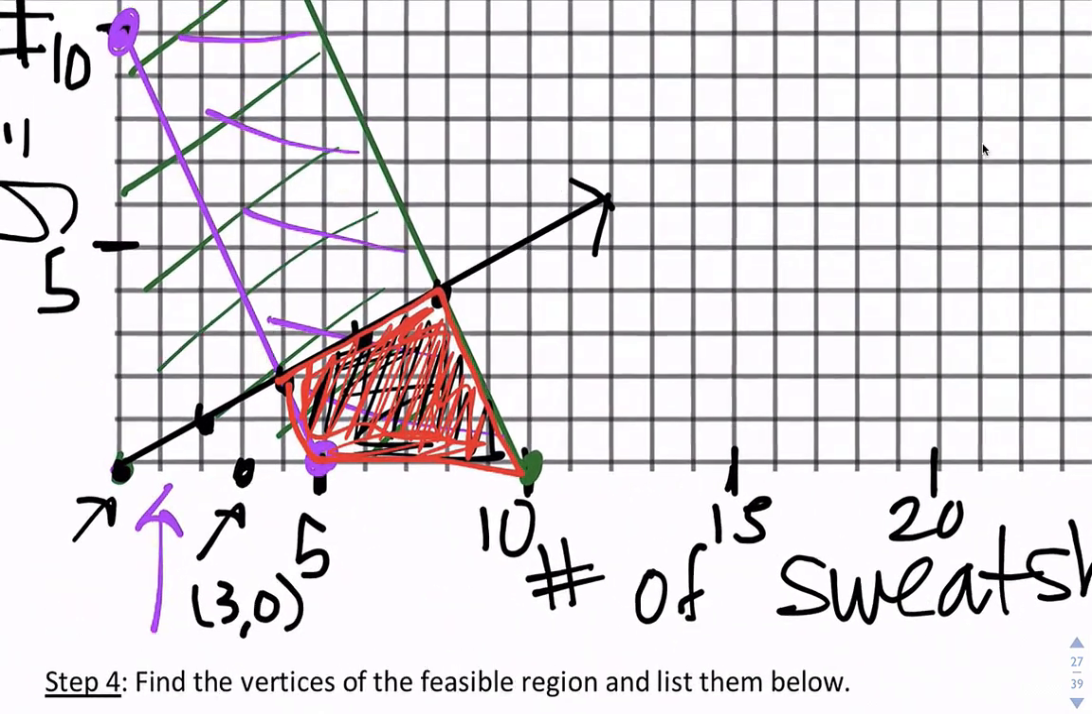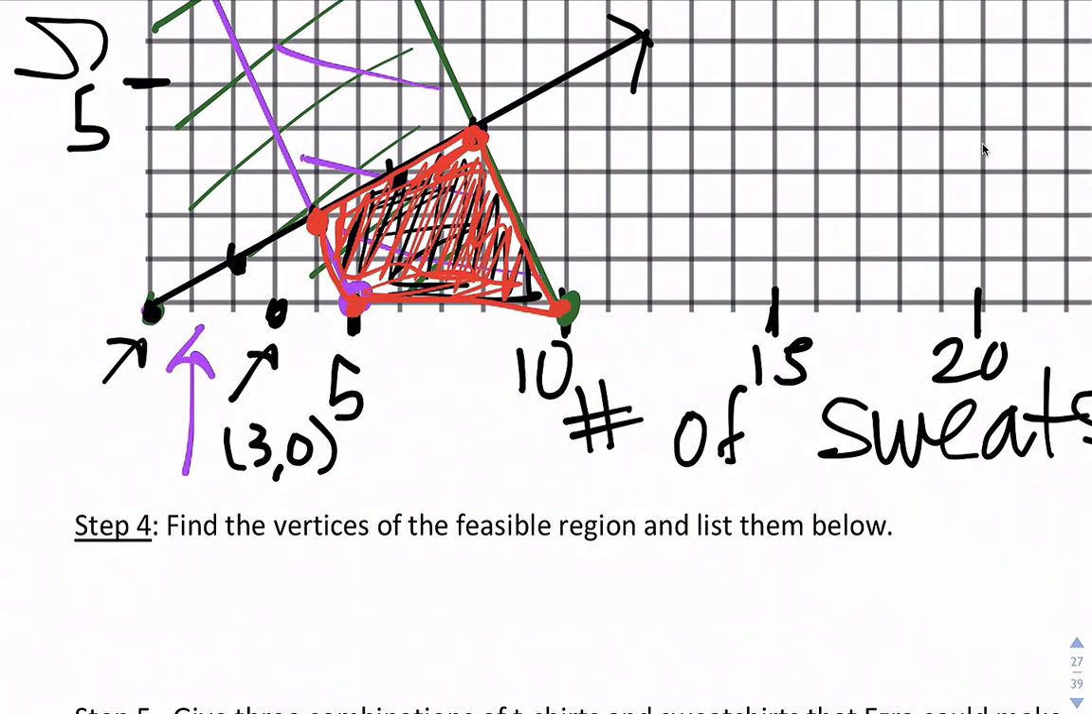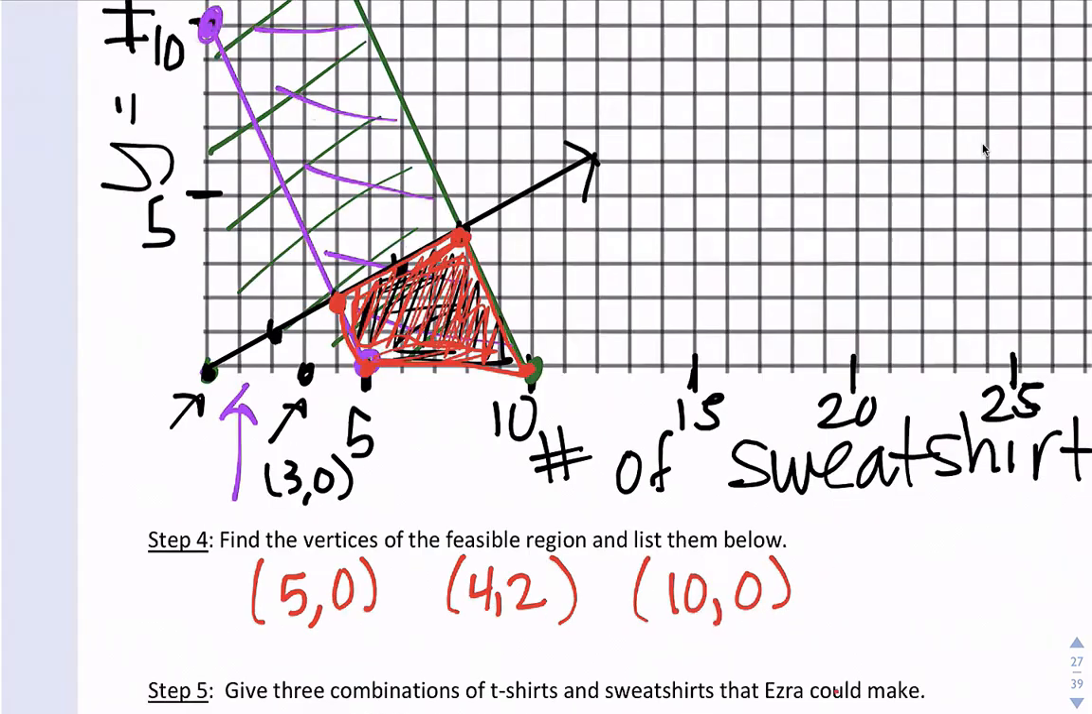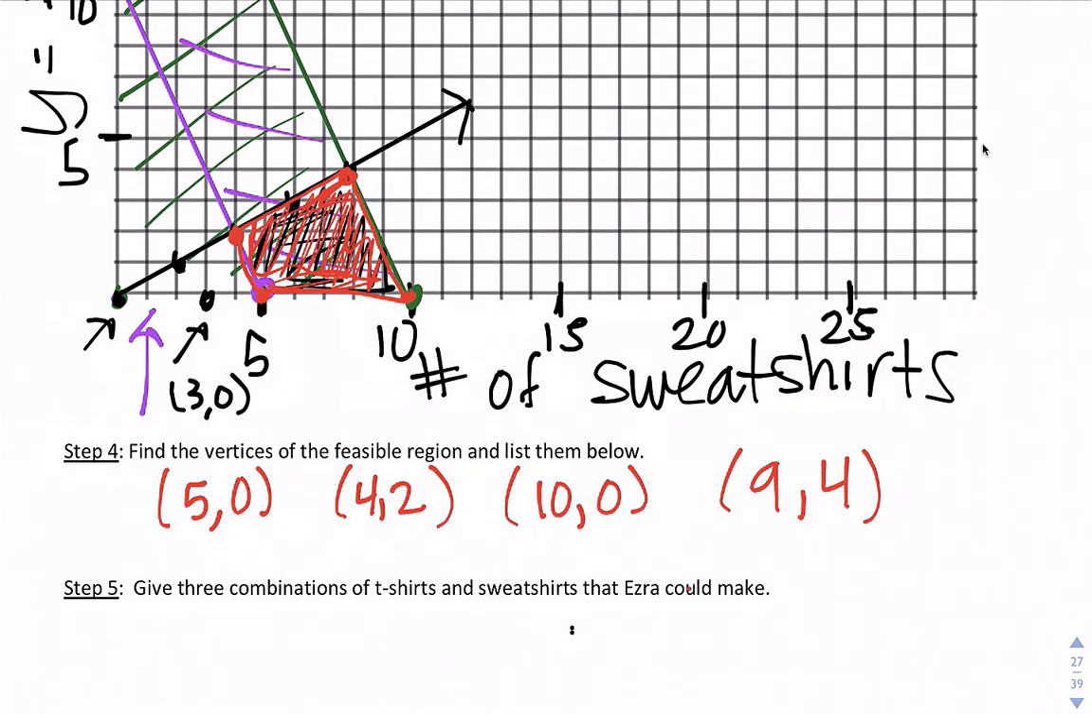So the vertices are the corners. So the vertices would be 5, 0, 4, 2, 10, 0, and 9, 4. So these are the vertices, and anything on these points would work. We could buy 5 sweatshirts, 0 t-shirts, 4 sweatshirts, 2 t-shirts, and so on. So any 3 of those would work.